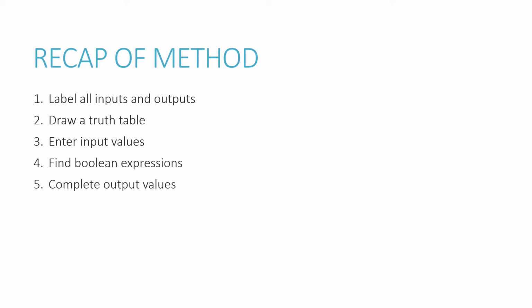So let's just recap what we just did to create a truth table from a circuit. This is a very simple circuit. Later on you'll be producing the same, using the same method with much harder circuits. So label all the inputs and outputs with letters. Draw a truth table with a column for every letter. Enter the input values. A good way to do that is to count up in binary from 0. Find the Boolean expression at the top of each column and then fill in the column with the values.